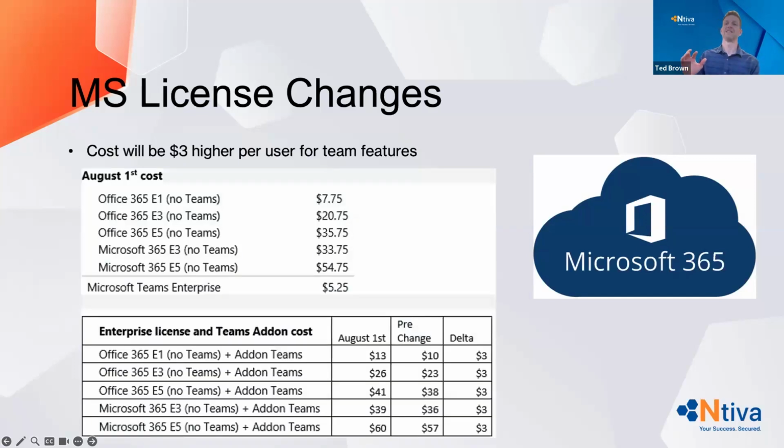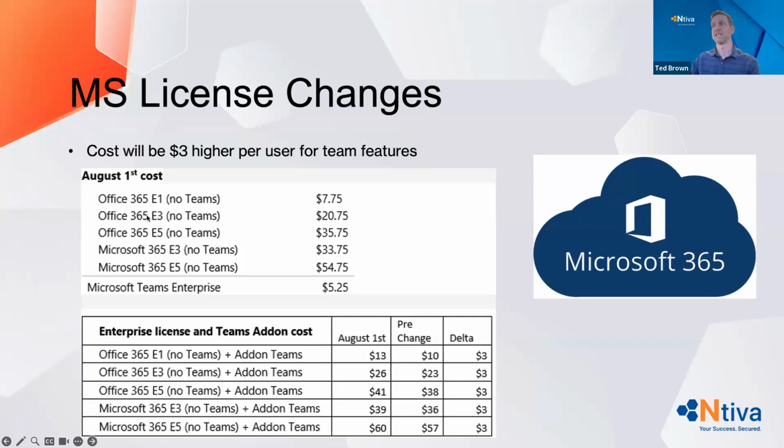Now, what does this mean as far as the cost difference? So really what it does is it adds $3 extra for anyone that wants to use a SKU that will include Teams after August 1st. So you can see here, I've got a chart showing what the cost will be for an annual license. This does not include the monthly, which is 20% higher. This is all annual-based licensing.